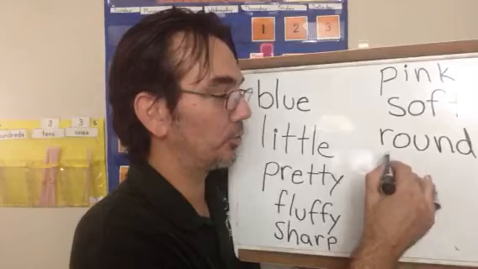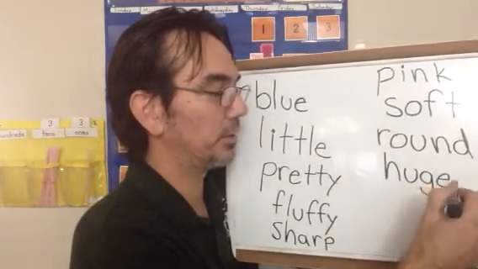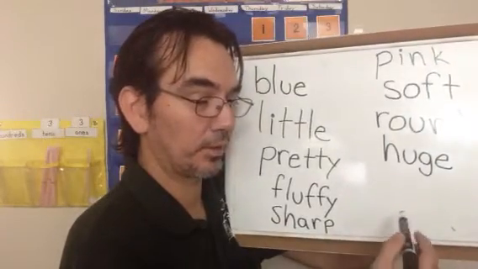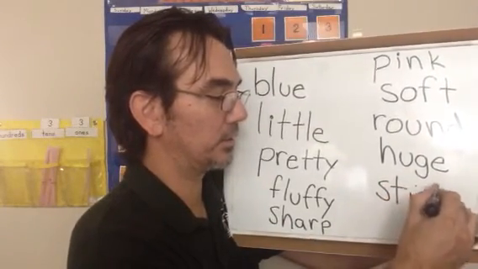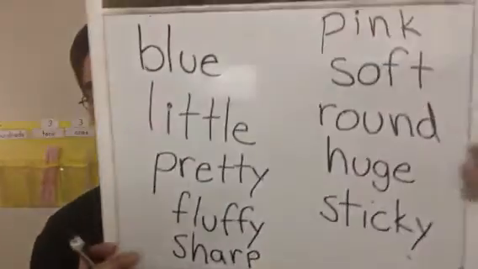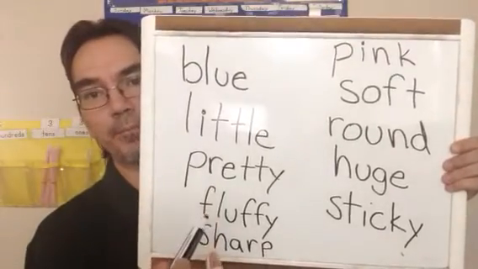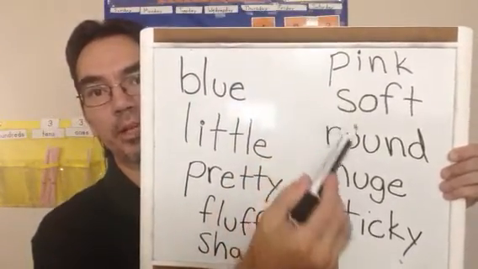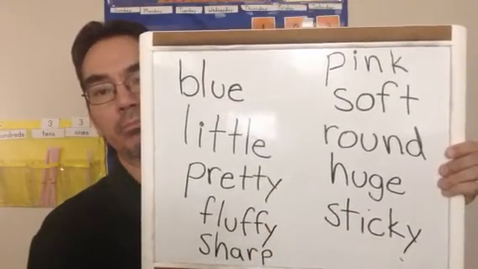and huge, H-U-G-E, huge. And sticky, S-T-I-C-K-Y. Sticky. So once again, blue, little, pretty, fluffy, sharp, pink, soft, round, huge, sticky.